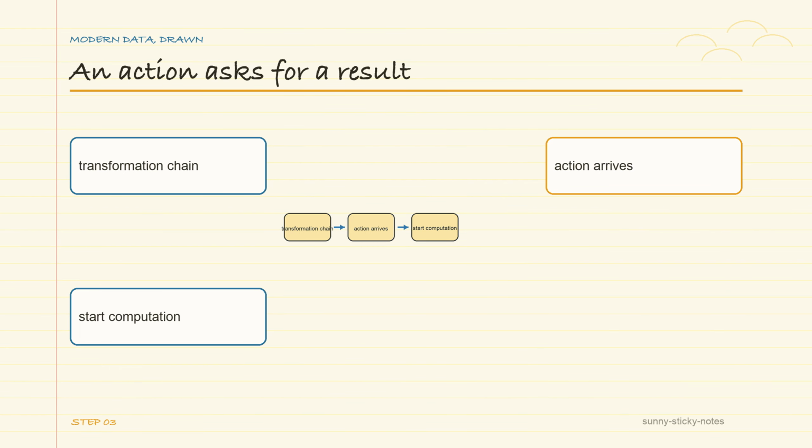An action such as count, collect, or writing output requires a real answer. At that point, Spark has a reason to schedule the necessary work. Now connect that idea to what appears on the page. Transformation chain, then action arrives, then start computation.